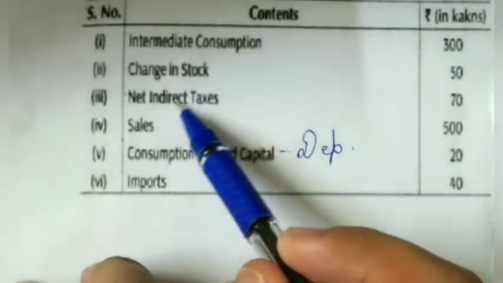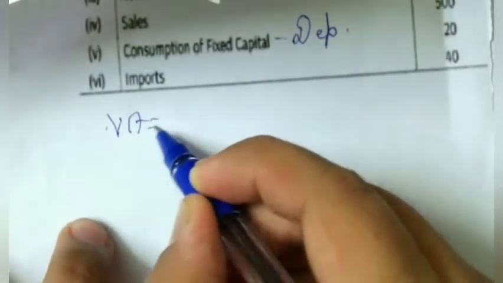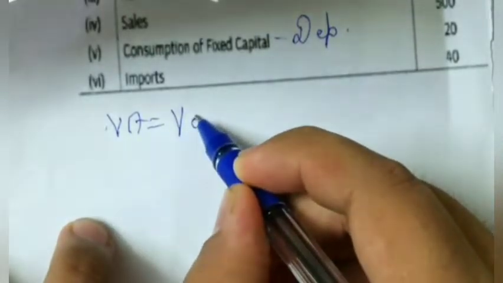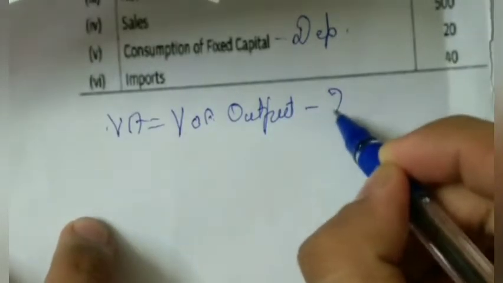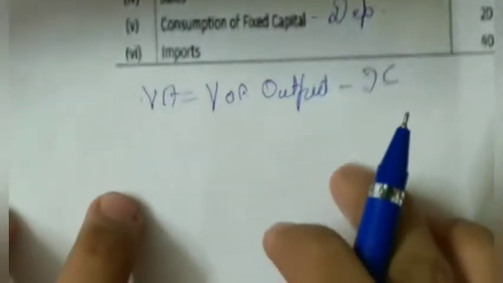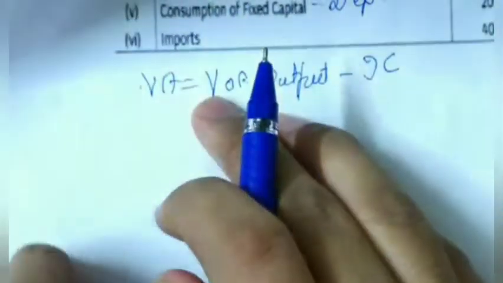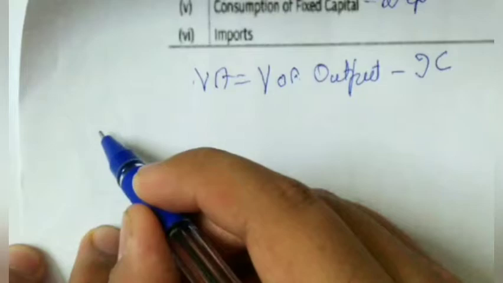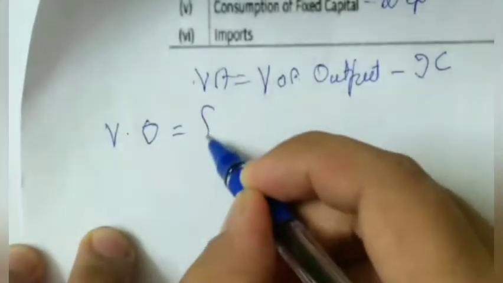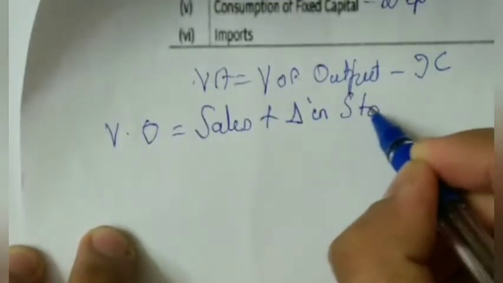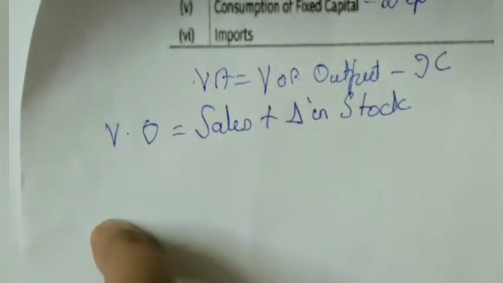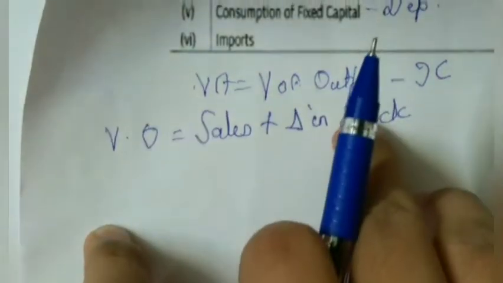Under production method, value added is equal to value of output minus intermediate consumption, right? And value of output, V.O., is equal to sales plus change in stock. Delta means change. Sales plus change in stocks gives value of output, minus intermediate consumption gives gross value added.